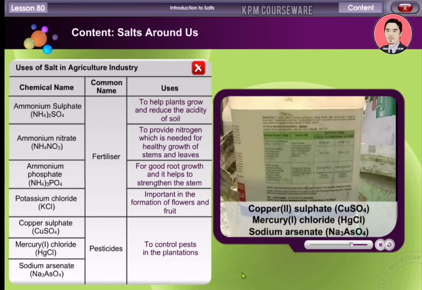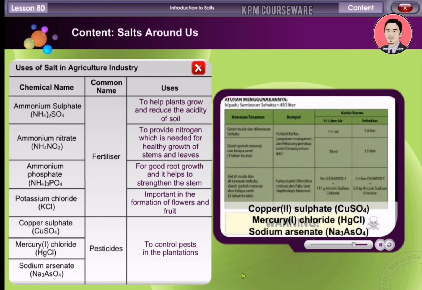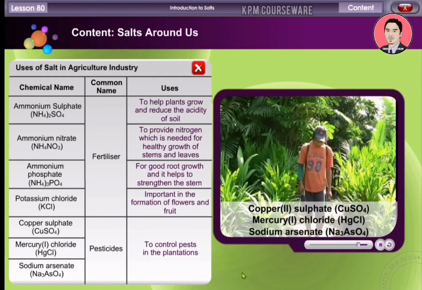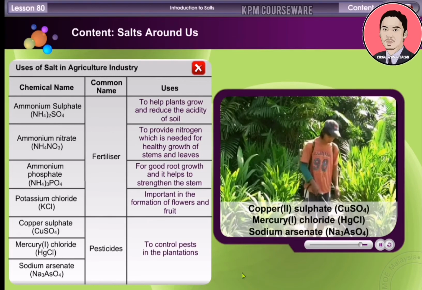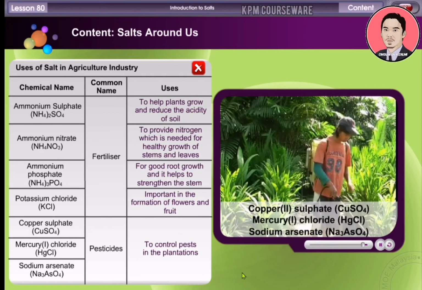These are pesticides. Copper(II) sulfate, mercury(I) chloride, and sodium arsenate are used to control pests in the plantations.